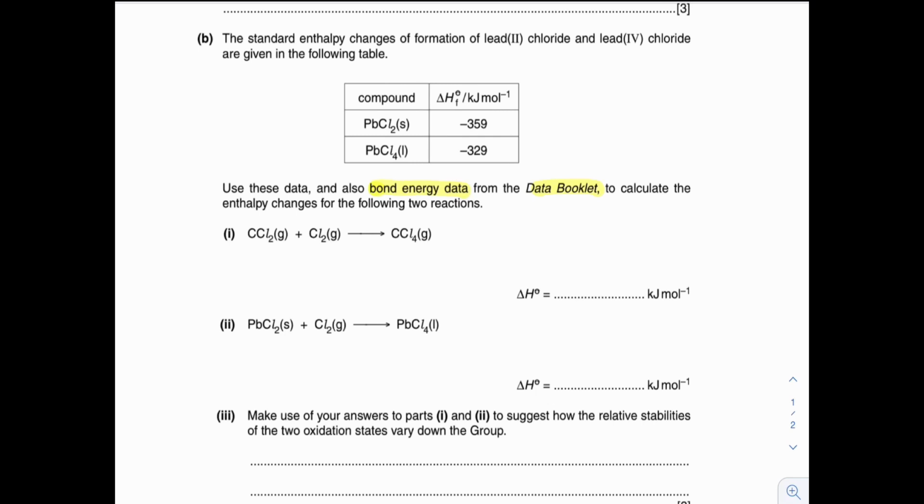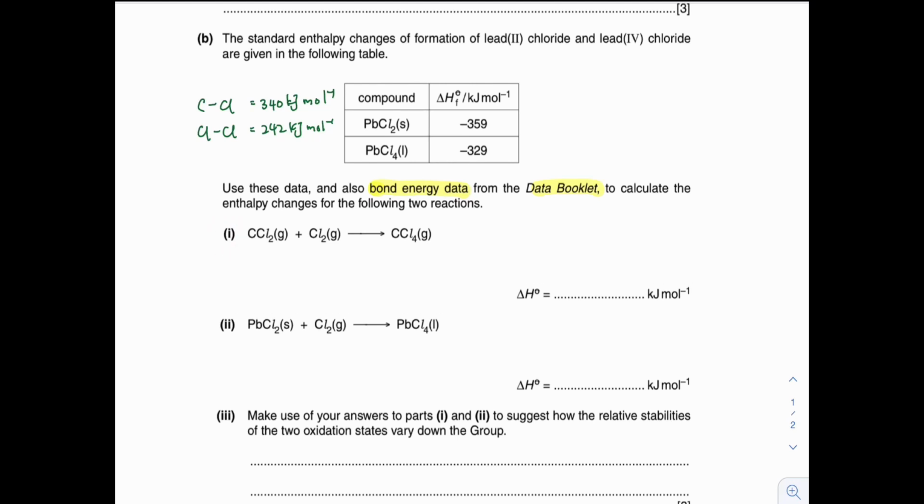So first of all, we'll need to find the bond energy. The bond energy of C-Cl from the data booklet is 340 kilojoule per mole, and the bond energy of Cl-Cl is equal to 242 kilojoule per mole. Bear in mind that this is the updated one. The older versions of the data booklet have 244 kilojoule per mole. Okay, so now let's look at the first question.